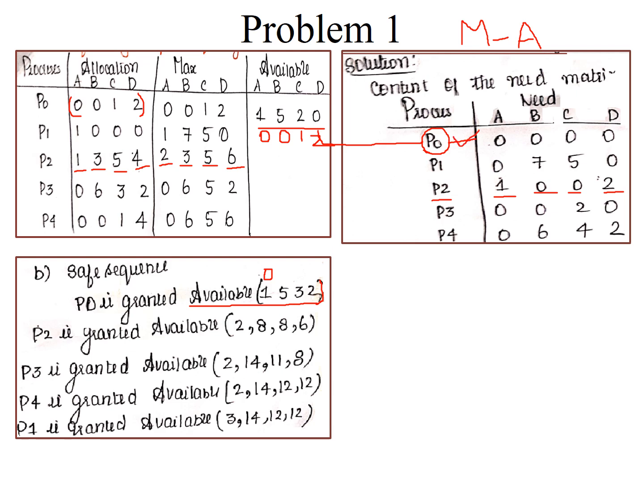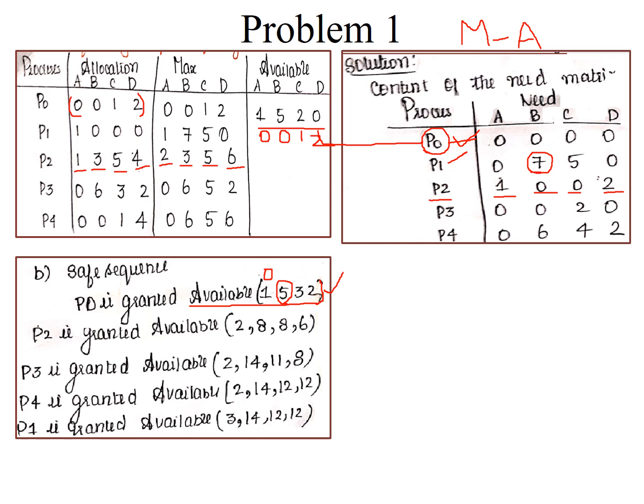Moving on to P1. When we check P1, the need of P1 is 0750. When we compare it with the updated availability, we can find that P1 needs 7 instances of B, but we have only 5 instances of B. So P1 can't be completed at present, we can't grant it. Moving on to P2. Looking at P2's need, it is 1002, so very well, we can allow P2 to continue, we can grant it.